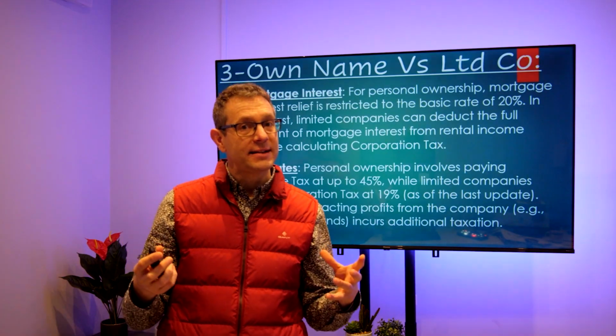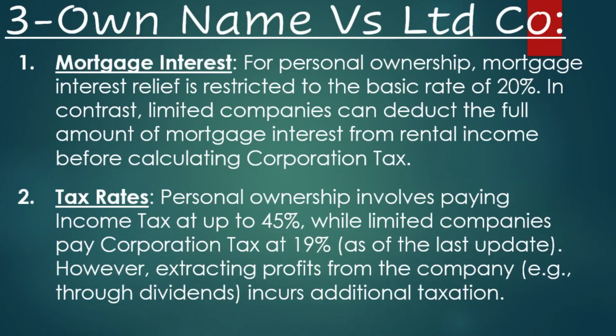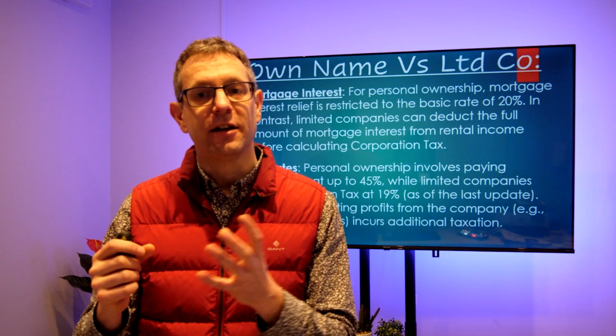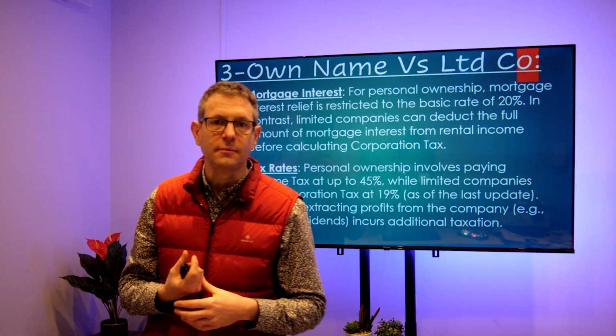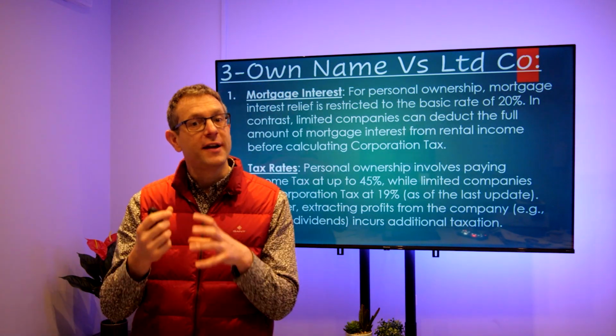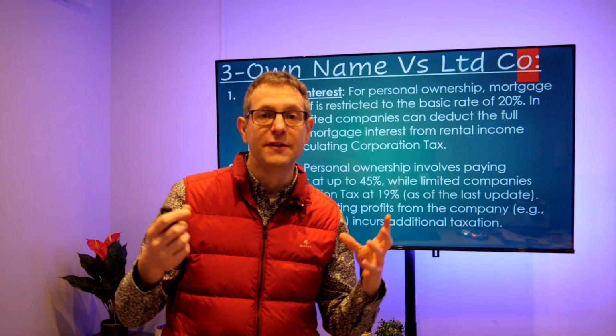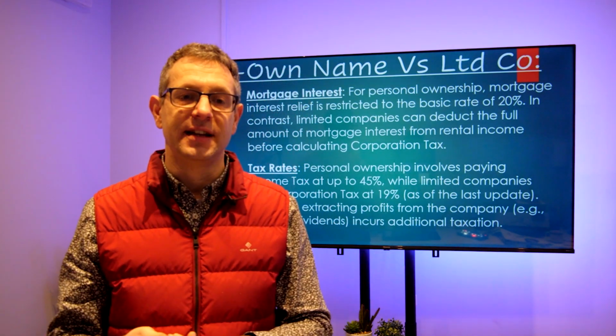So tax rates. Personal ownership involves paying income tax at 20, 40 or 45%, whereas limited companies pay corporation tax, and that is currently at 19%. However, extracting profits from a company, perhaps through dividends, can incur additional taxation.